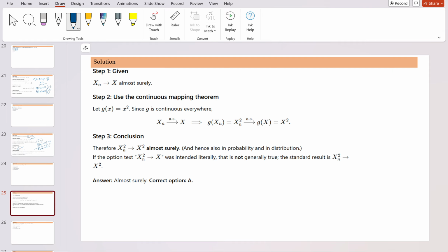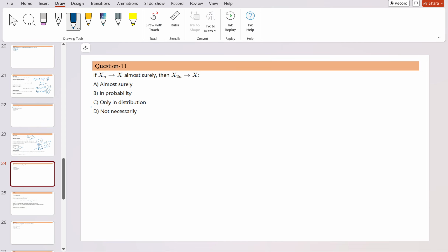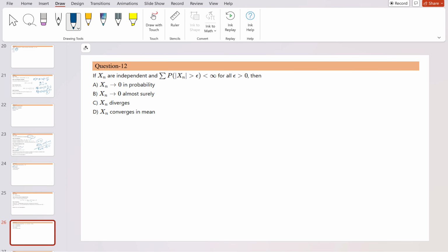Since g is continuous everywhere, Xn square is tending to X square. So g(x) is equal to x square, and Xn square is tending to X square almost surely. So this is option A, that is almost surely, which implies that X of 2n tends to X. Okay, let's move forward. Try to solve this problem.